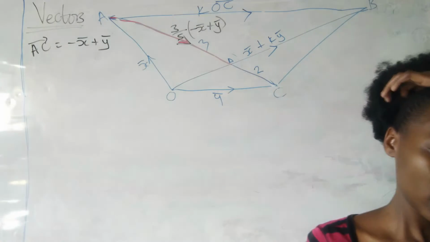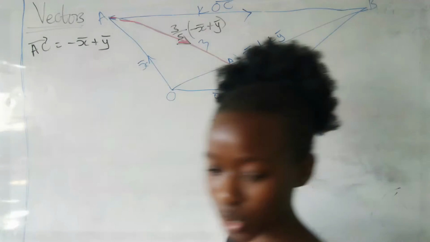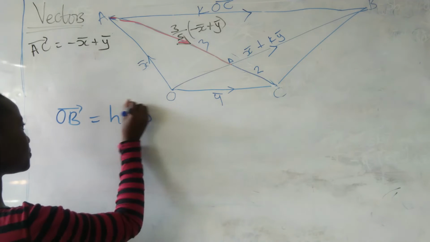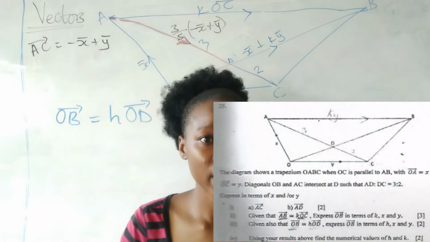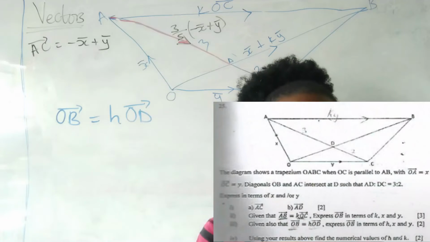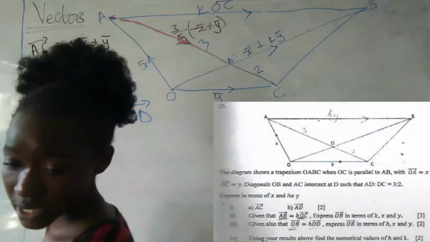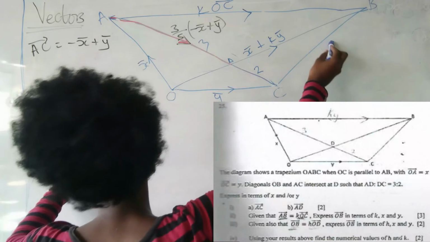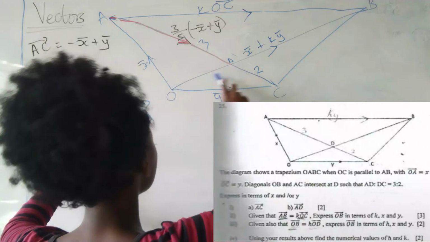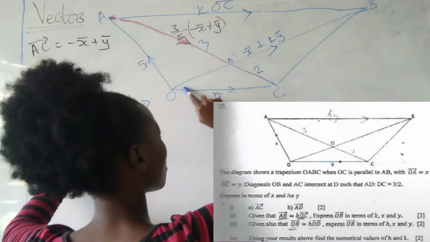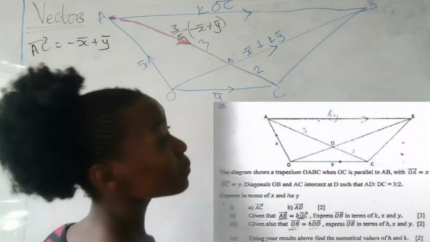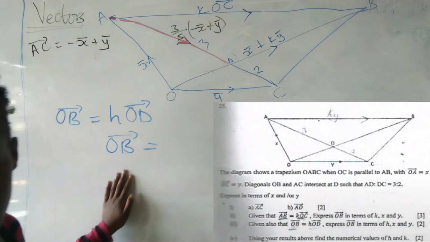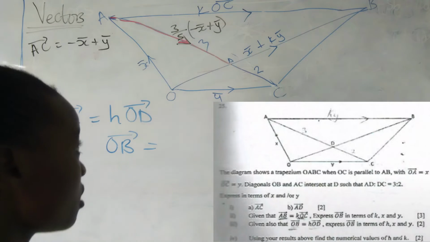The second question, item 3, says given also that OB is equal to HOD, express OB in terms of H, X, and Y. We are required to express OB in terms of H, X, and Y. So OB is equal to H times OD, meaning OD is H times OB, and OB and OD relate by a factor of H. That's what we mean here. We are required to find OB, but also using the terms H, X, and Y.